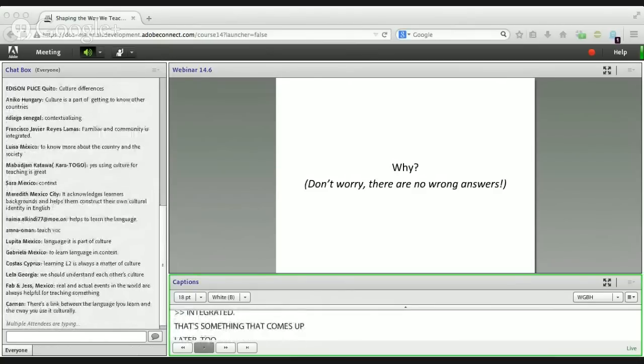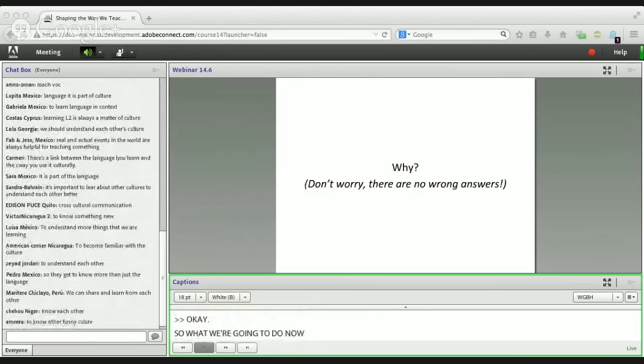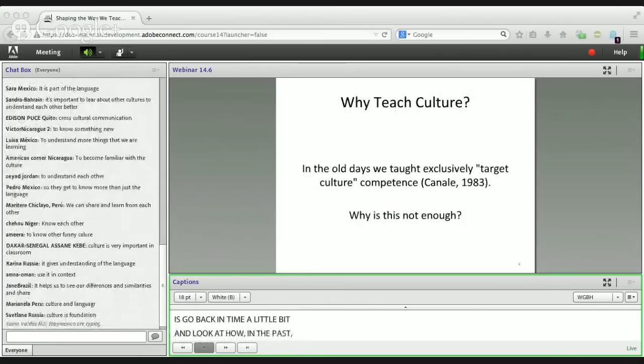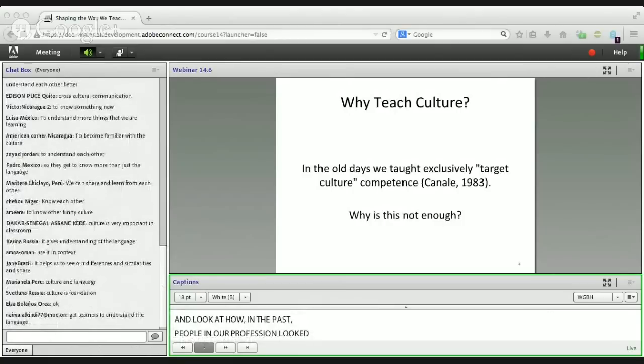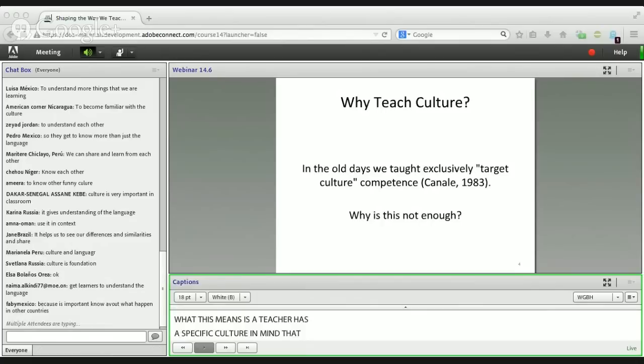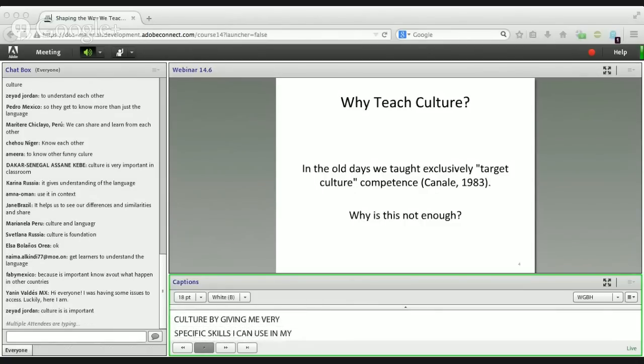Okay. So what we're going to do now is go back in time a little bit and look at how, maybe in the past, people in our profession looked at the teaching of culture. So, why teach it? Well, in the old days, we used to teach what was called target cultural competence. What this means is that a teacher has a specific culture in mind that he or she is trying to help the students to adapt better to. For example, if I'm an immigrant in the U.S., then my English teacher would help me to better integrate into American culture by giving me very specific skills that I can use in my daily life, like writing a resume or asking for directions.